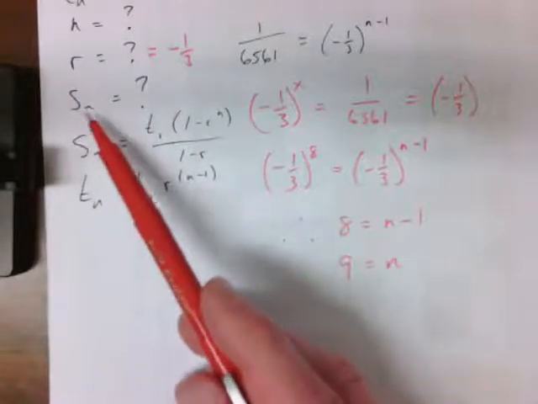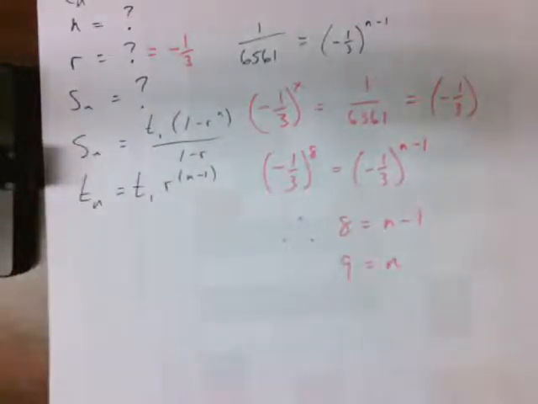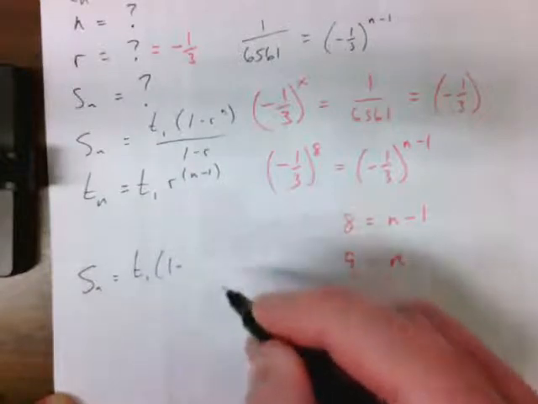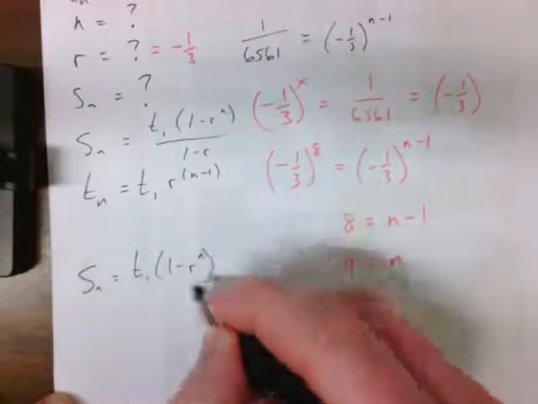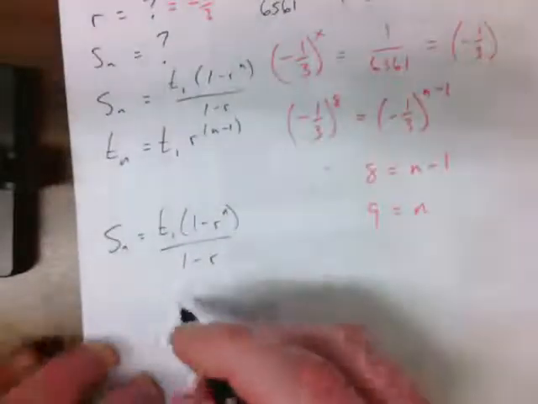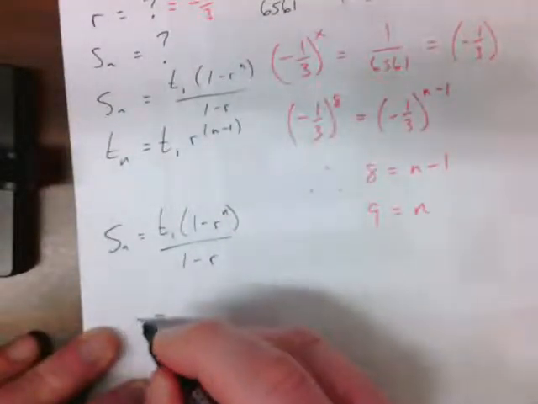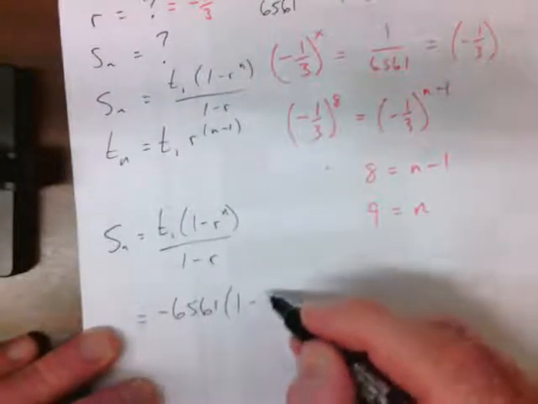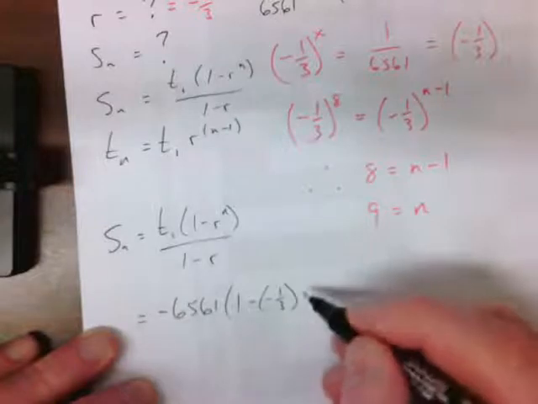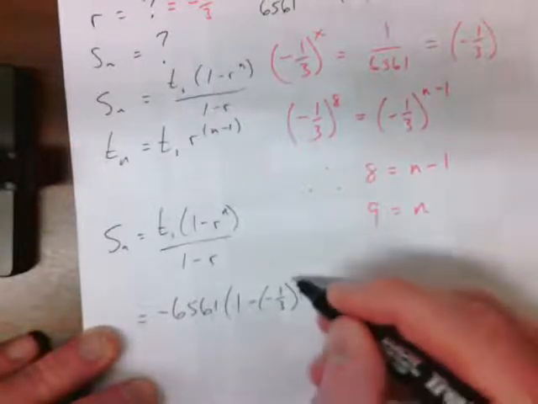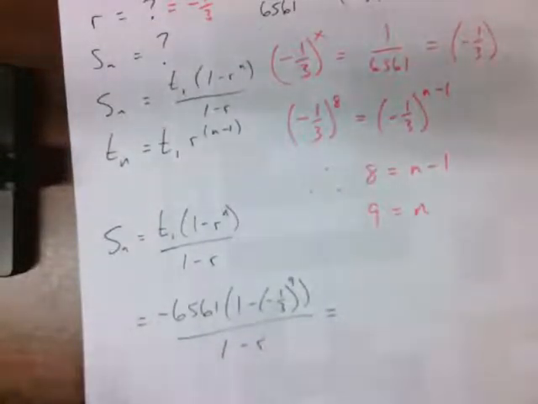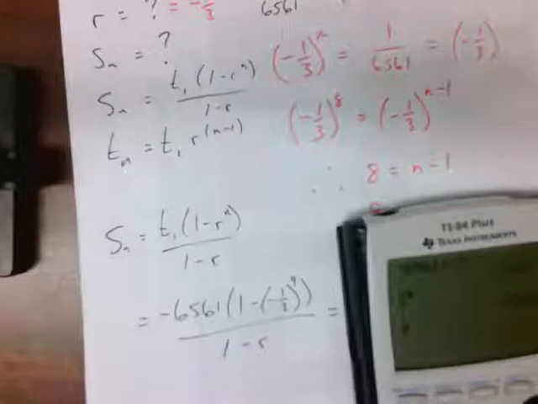Now we have to get the sum. So we're going to use this formula, and I'll go back to black. Sn equals T1 times 1 minus r to the n, all over 1 minus r. Let's put in what we know. T1 is negative 6561. r was negative 1/3, to the power of n, and we figured it was 9, all over 1 minus r. Well, it's just a little easy question. You need to be good with your calculator.